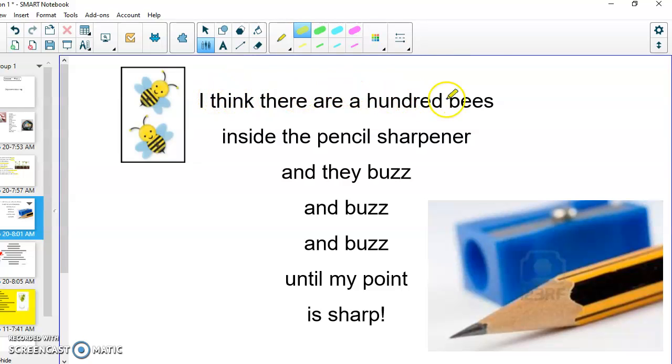I think there are 100 bees. Pause. Inside the pencil sharpener. Pause. And they buzz. Pause. And buzz. Pause. And buzz. Pause. Until my point. Pause. Is sharp.